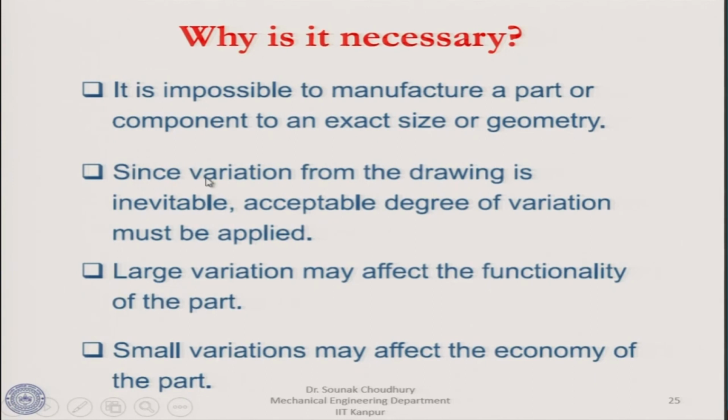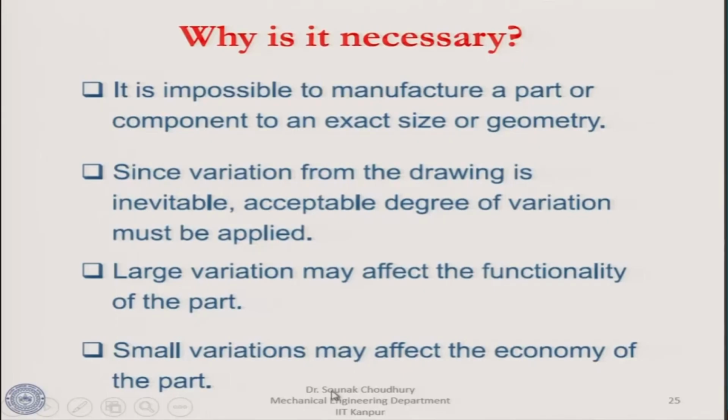Okay. Now, since variation from the drawing is inevitable, acceptable degrees of variation must be applied. Large variation may affect the functionality of the part, because suppose it is to be assembled, let us say that shaft that I gave you as an example goes into the inner bore of the bearing. Now, if it is not within the tolerance, then the shaft may rotate with respect to the bearing, that we do not want.